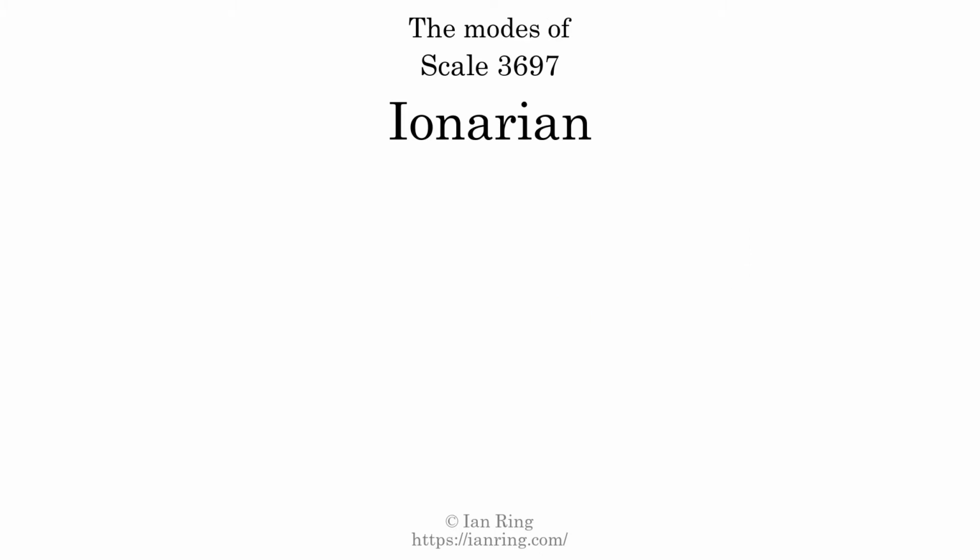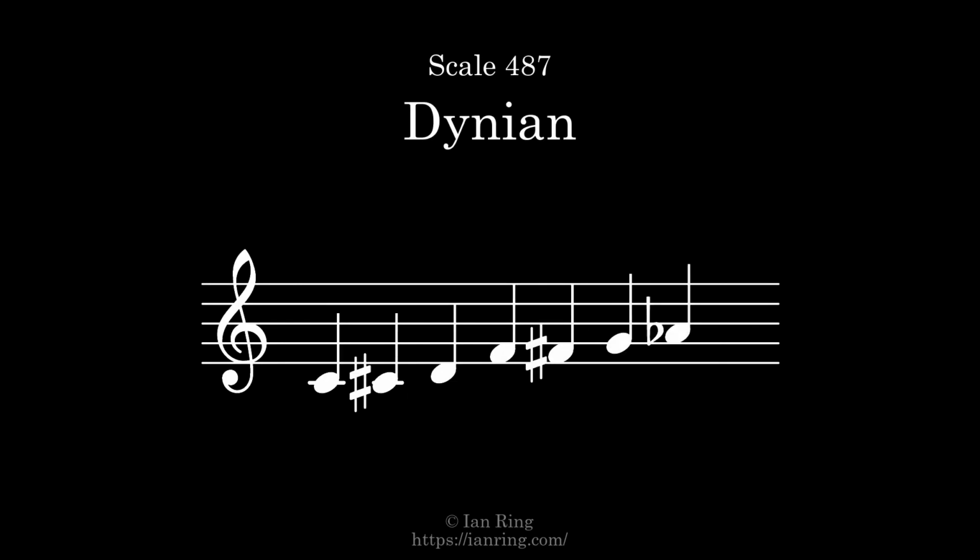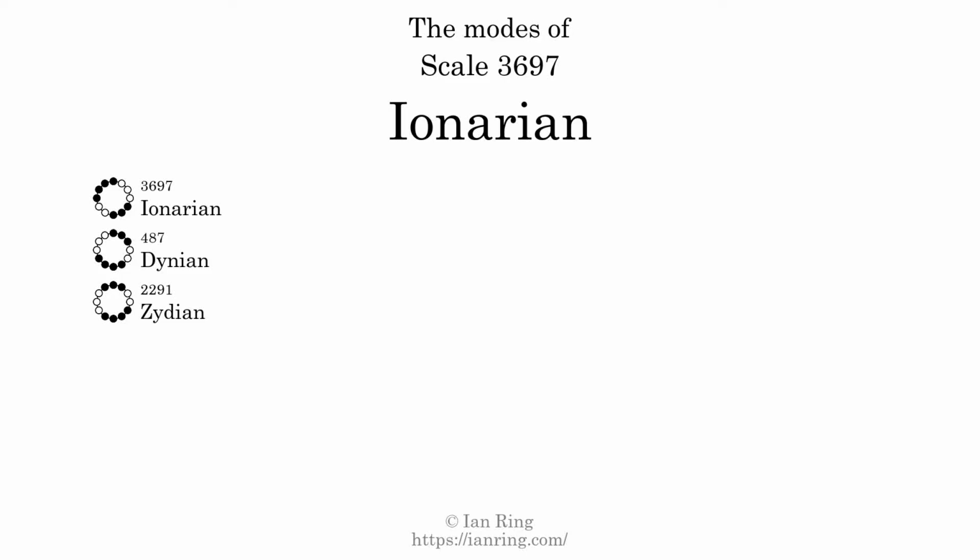This scale has 7 modes. The first mode is itself. The second mode is scale 487, also known as Ionarian. It sounds like this. The third mode is scale 2291, also known as Zydian. It sounds like this.